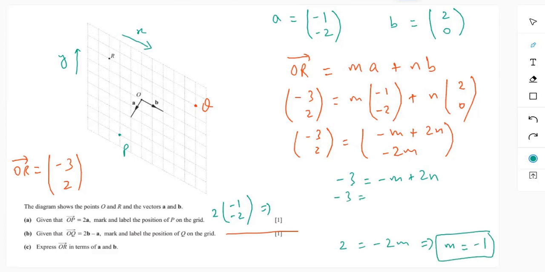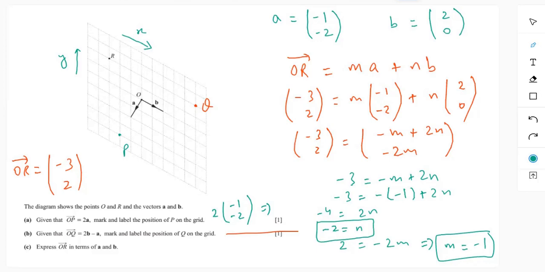You get minus 3 equals minus into minus 1 plus 2n, so 2n equals minus 2. So this is 1, this is also minus 4. You'll get the value of n as minus 2. The value of n is minus 2, the value of m is minus 1.